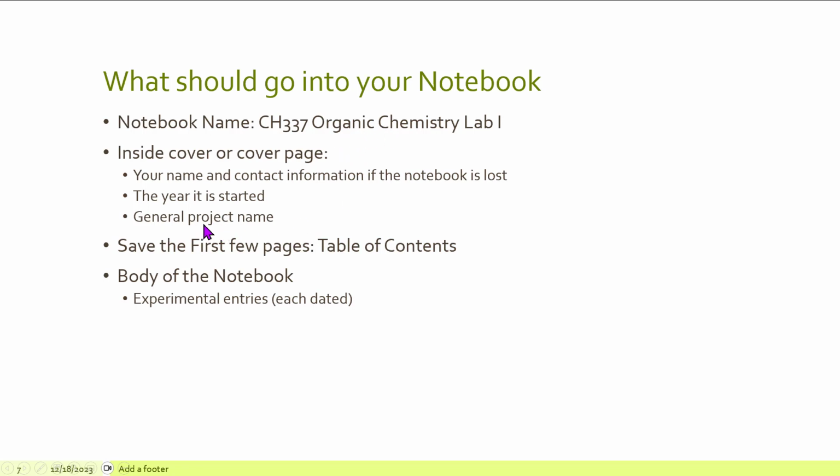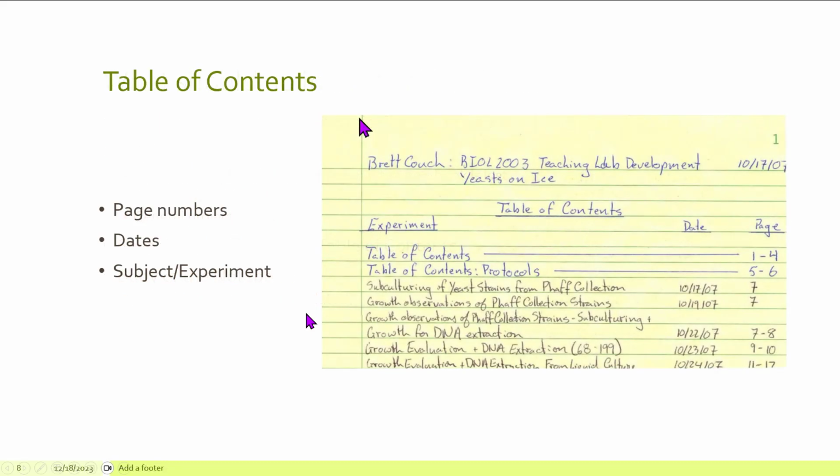For a class, you may have a number of different types of experiments you'll be doing. Then you want to save out the first few pages for tables of contents. Right? And then after the first few pages, then you'll start the body of your notebook with your experimental entries. Each of these should be dated. Okay, so this is an example of a table of contents, right? So each page in your notebook should have a number. If it doesn't physically have a number, you can put numbers up there in the corner, number 1, 2, 3.